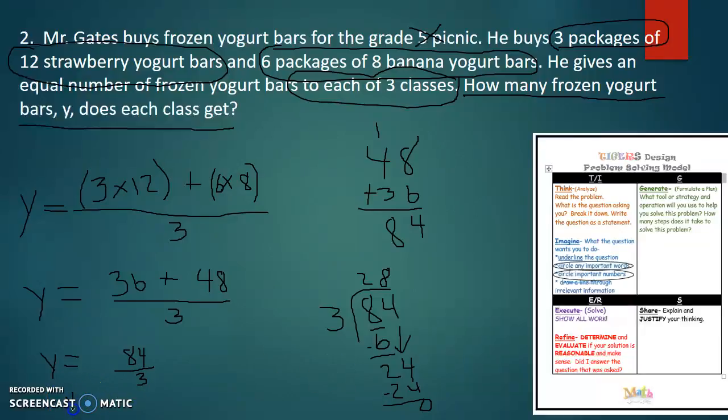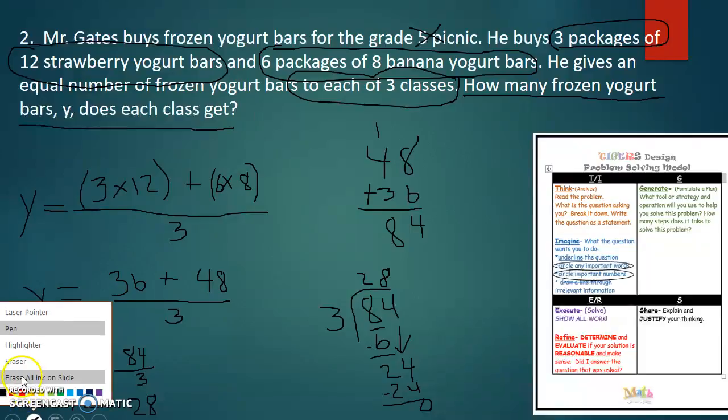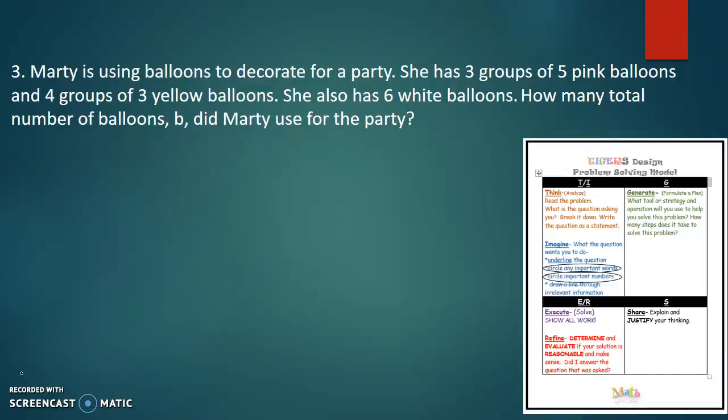So y equals 28. So he's going to give 28 yogurt bars to each of his 3 classes. So let's try our last problem. I'd like for you to pause the video and answer number 3.